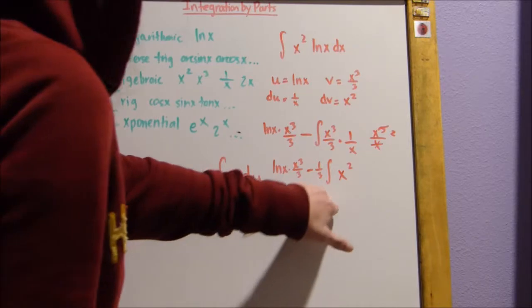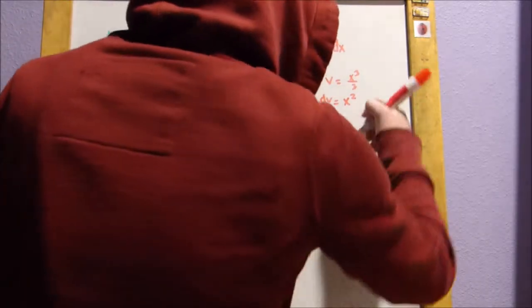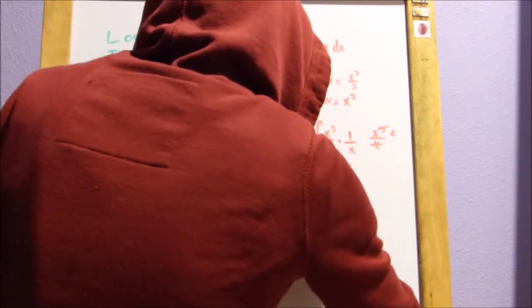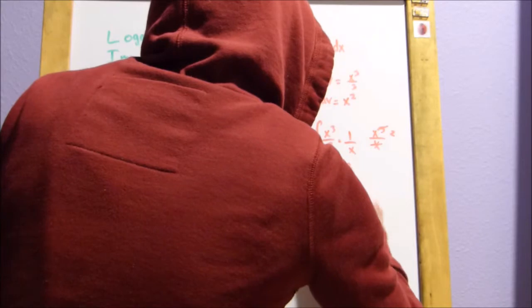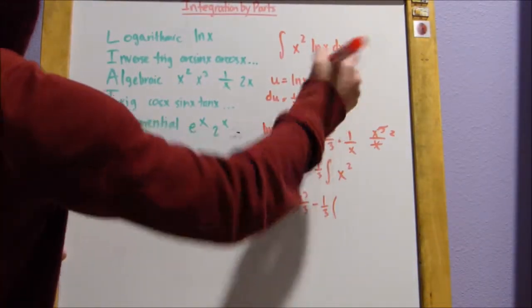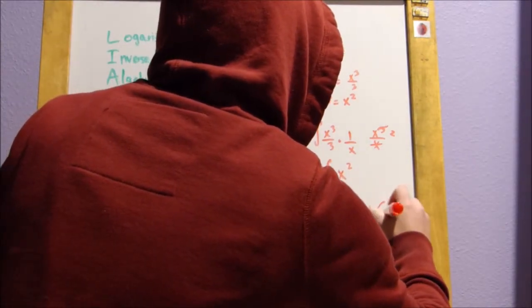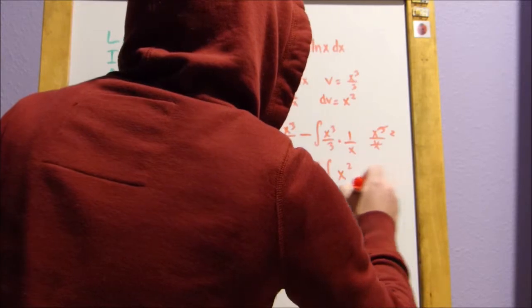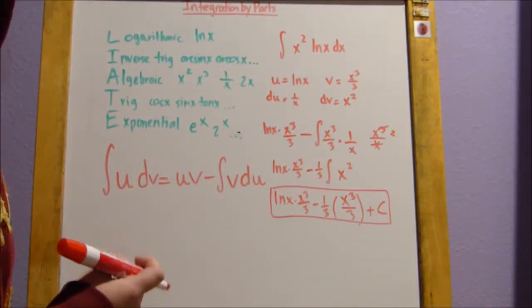So we can take the antiderivative of x squared. That's going to be the same thing it was up here. ln of x times x cubed divided by 3 minus 1/3 times the antiderivative of x squared, which is x cubed divided by 3, and then we add our plus C. And that's how you integrate by parts.